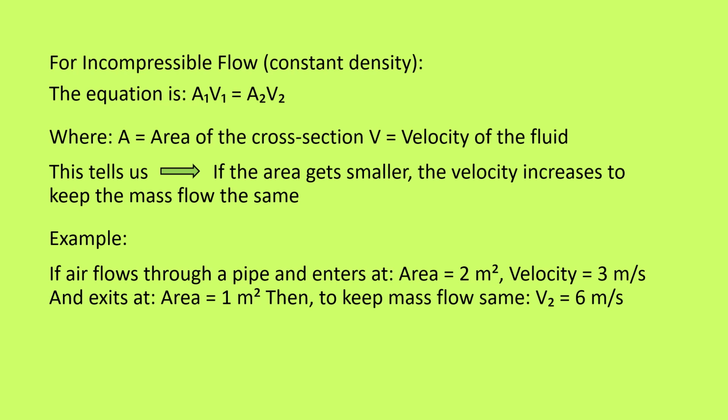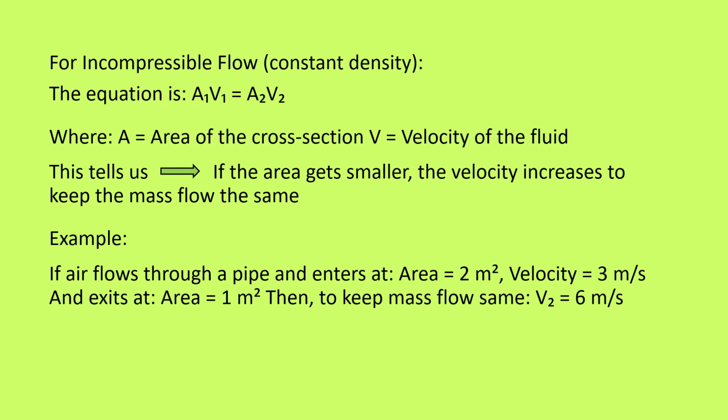For incompressible flow, where density is constant, the equation is A1V1 equals A2V2, where A is the area of cross-section of the pipe and V is the velocity of the fluid. This tells us that if the area gets smaller, the velocity increases to keep the mass flow the same.